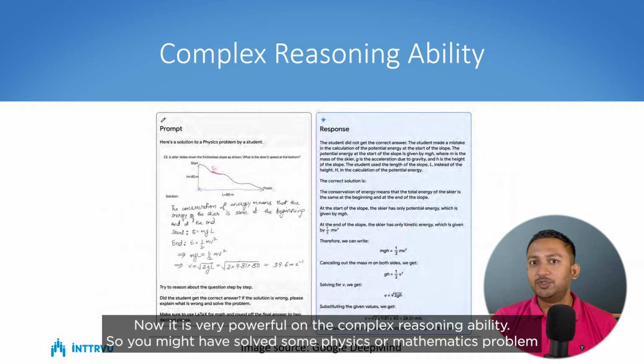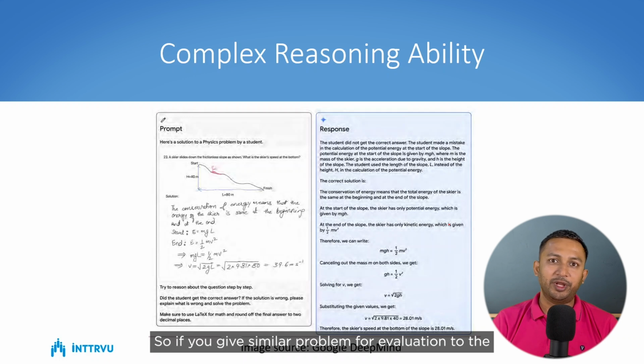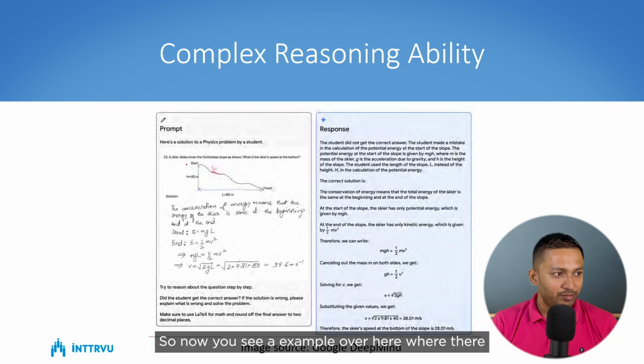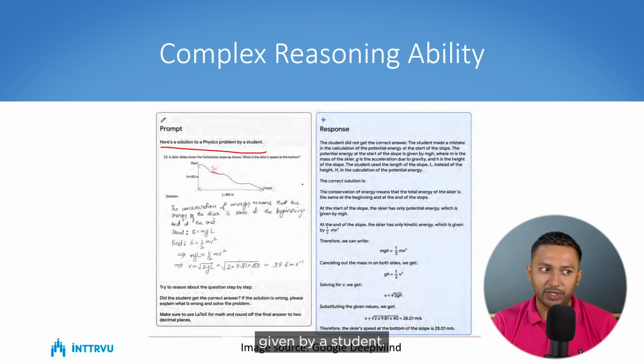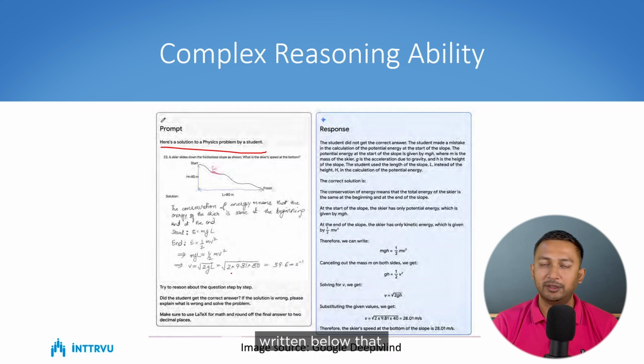Now, it is very powerful on the complex reasoning ability. So you might have solved some physics or mathematics problem during your school days, right? So if you give similar problem for evaluation to the Gemini model, it would be able to evaluate it as well. So now you see an example over here where there was a solution of a physics problem which was given by a student. So this solution was in the form of image. Okay, so you see some image over here and the solution written below that.